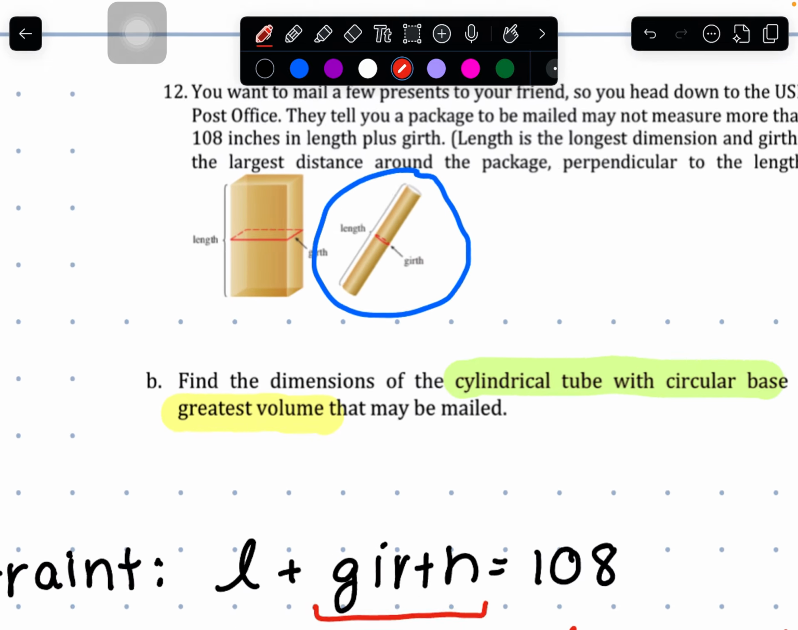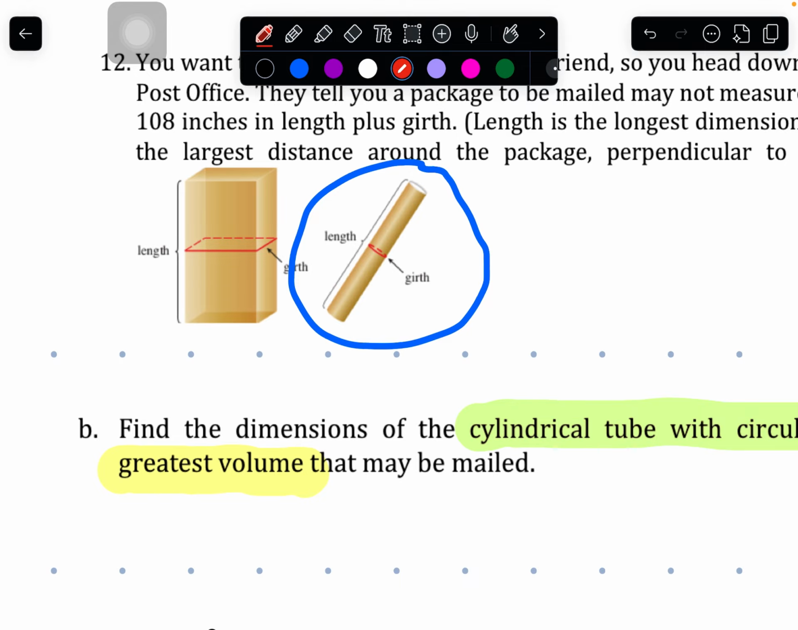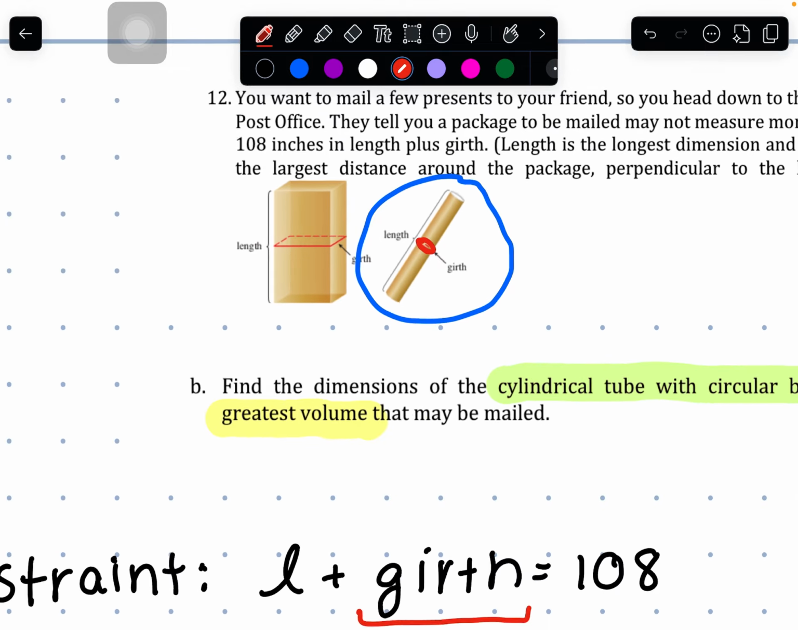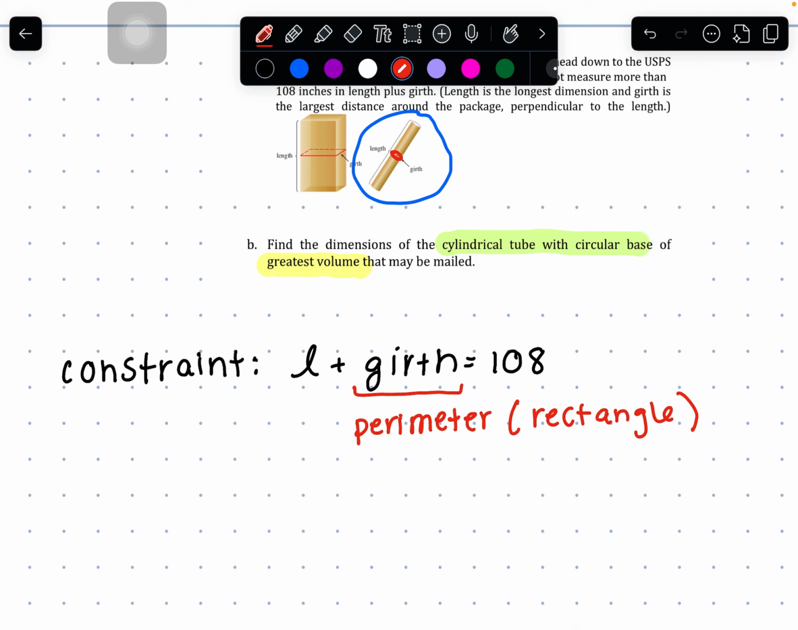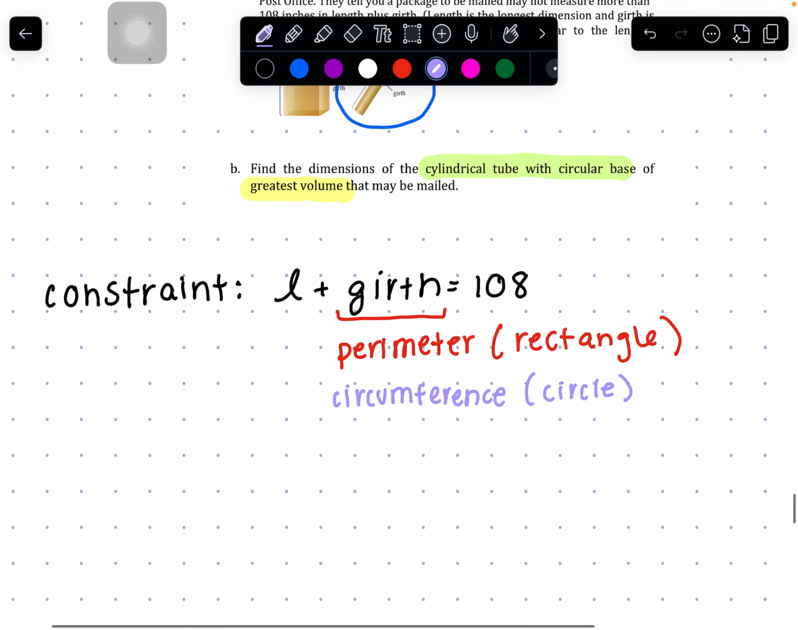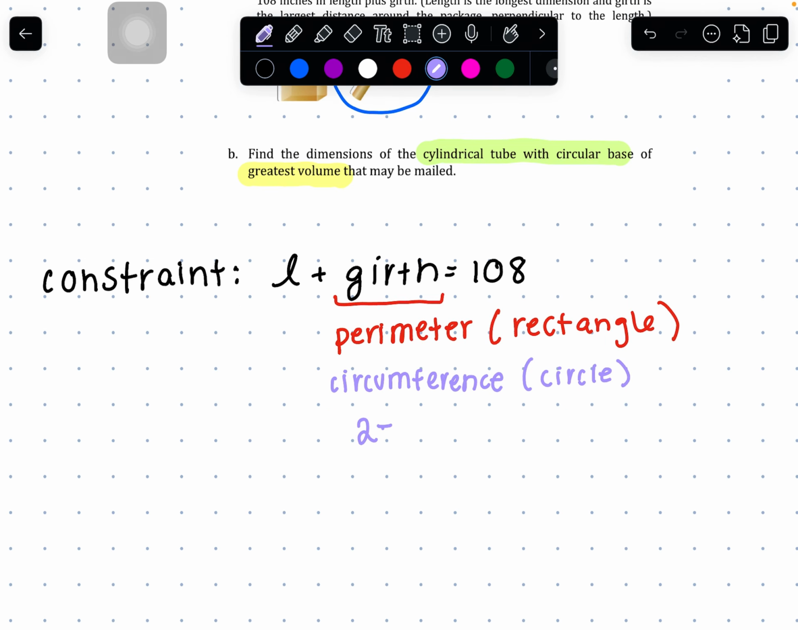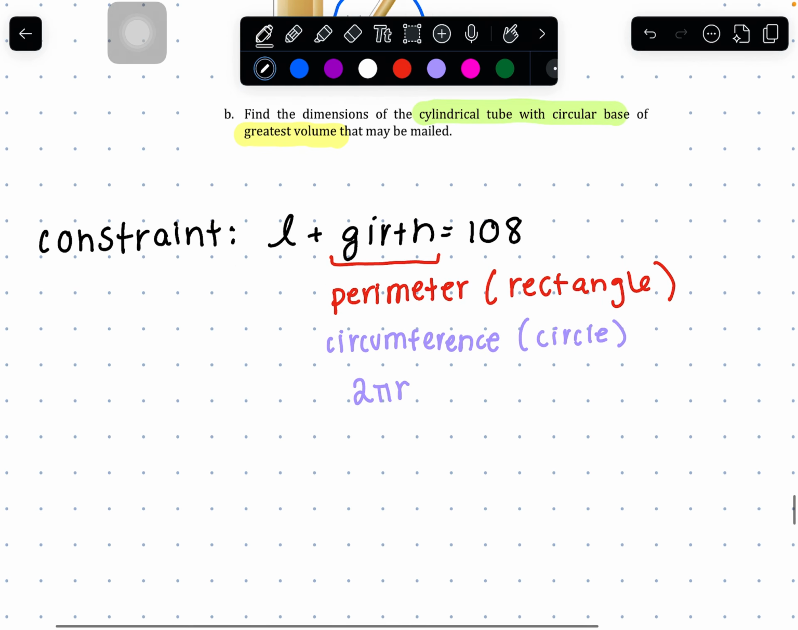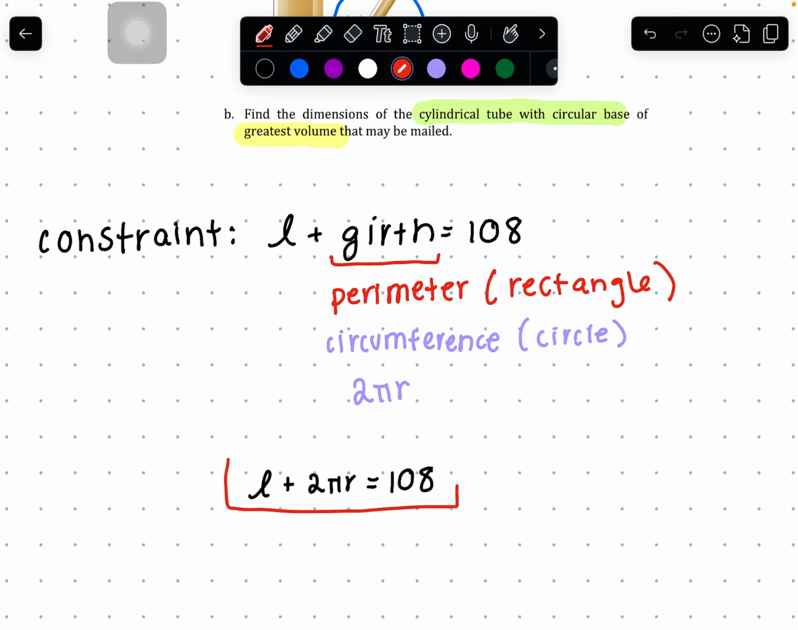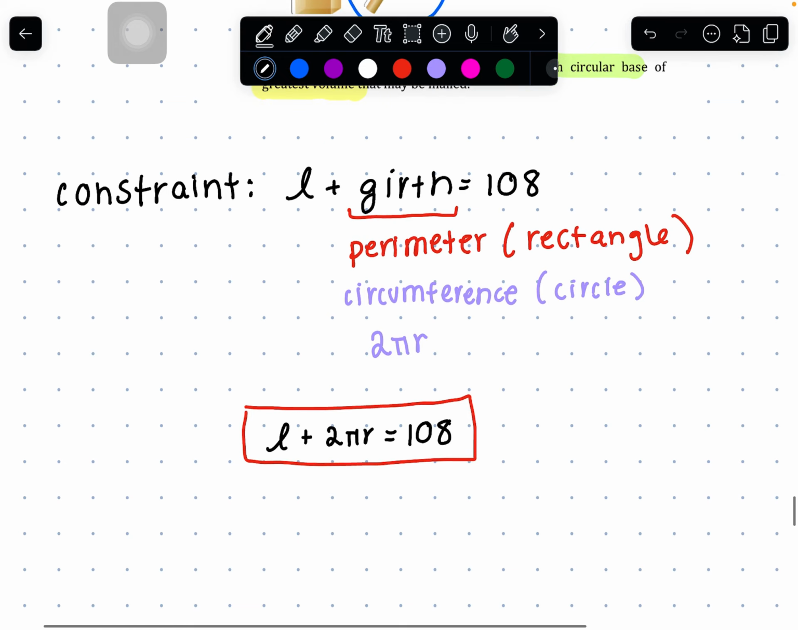But now we're not a rectangle anymore, we're a cylinder, so this is circular. When working with a circle, perimeter is more well known as the circumference. Okay, well, what's the circumference of a circle? That is 2 pi r. So our constraint is going to be L plus 2 pi r is equal to 108. We will need this later, so we're going to keep this here for now.